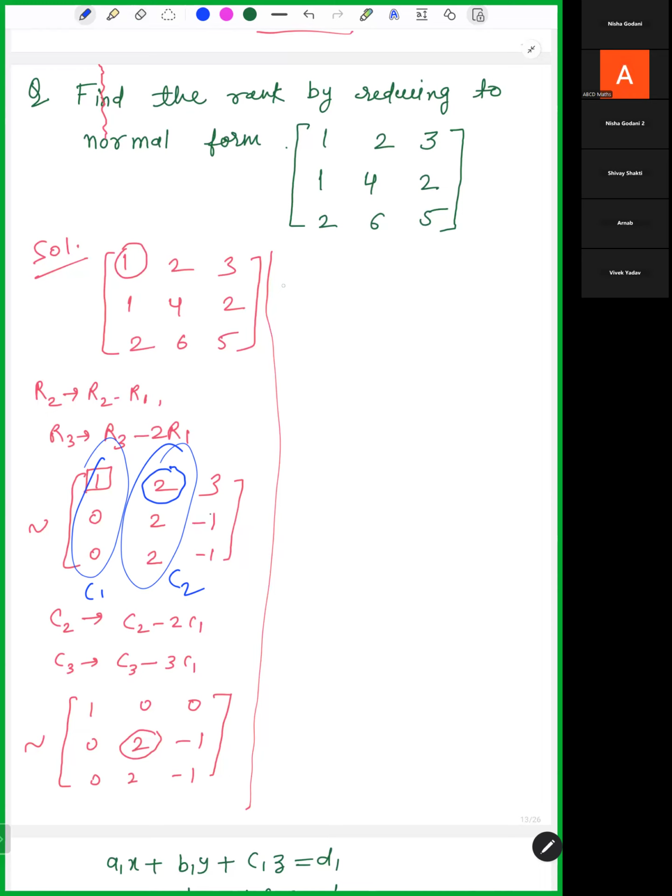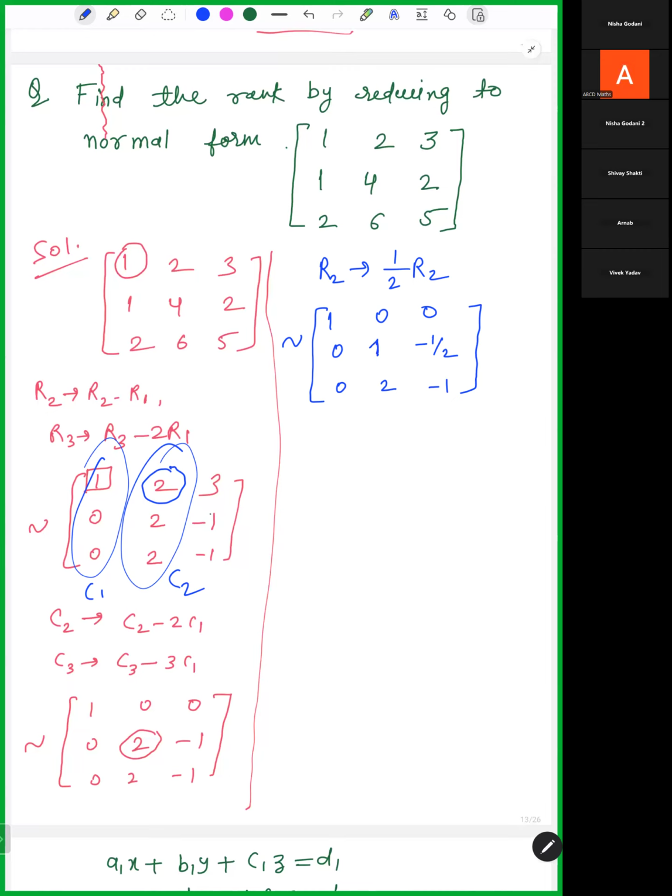Now, first I need to write the operation that I'm going to apply. To make this 2 as 1, there are so many things we can do. We can interchange column 2 and 3 and then make that minus 1 as 1, or otherwise I can divide by 2 in row 2. So simply what I can do, 1 by 2 into R2. So this will be 1, 0, 0, 0, 1, minus half, 0, 2, minus 1. Okay. Now you can have this.